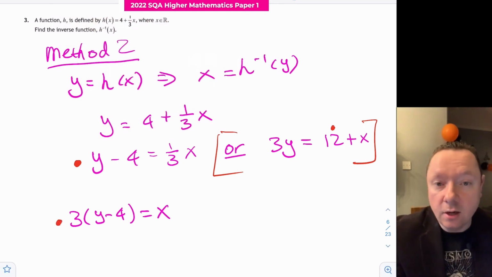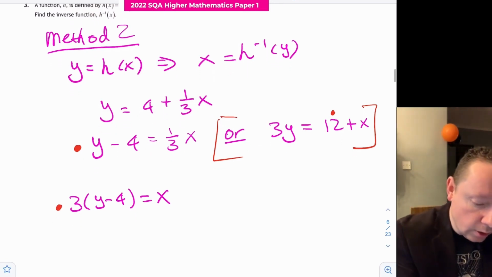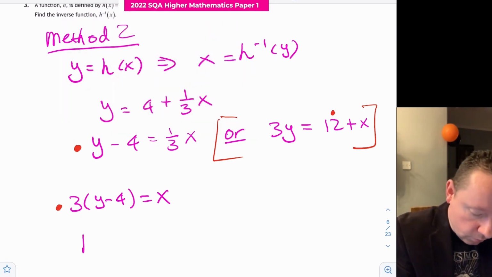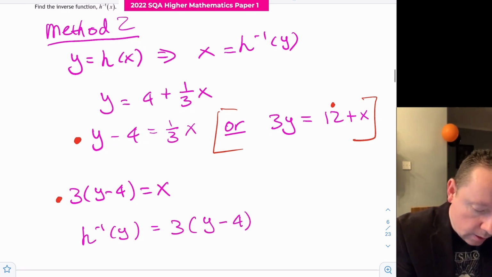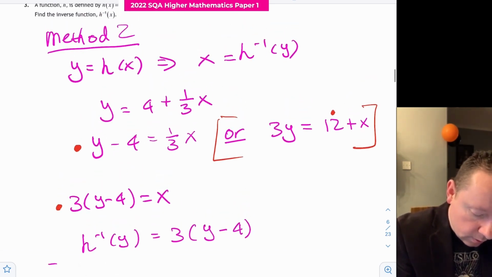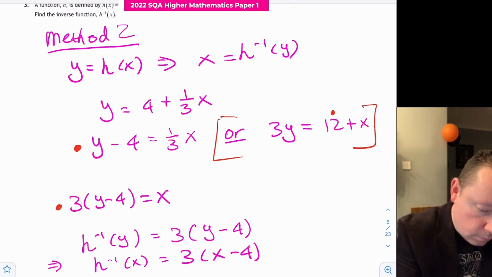And then you have to explicitly state what the inverse function is to get your final mark. So you have to then say that your inverse function of y is equal to 3y minus 4. And so for your final mark, your inverse function of x must be 3x minus 4. And there's our final mark there.